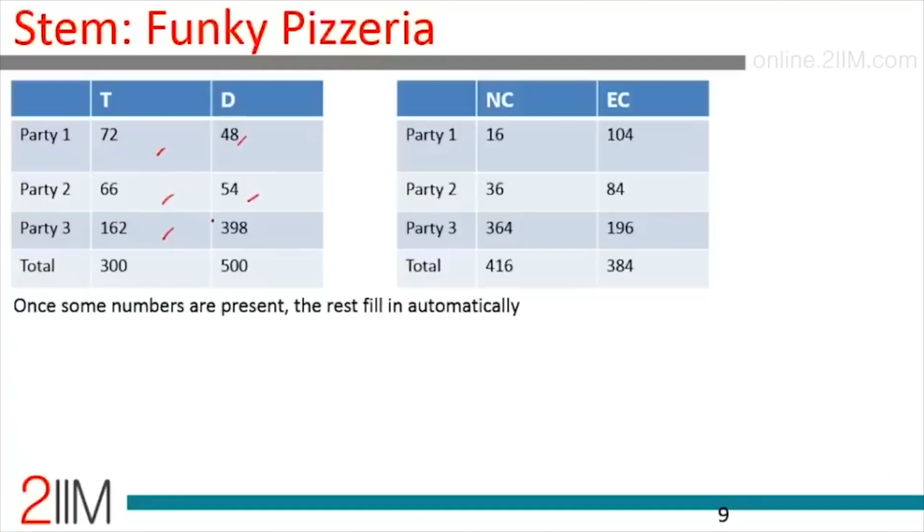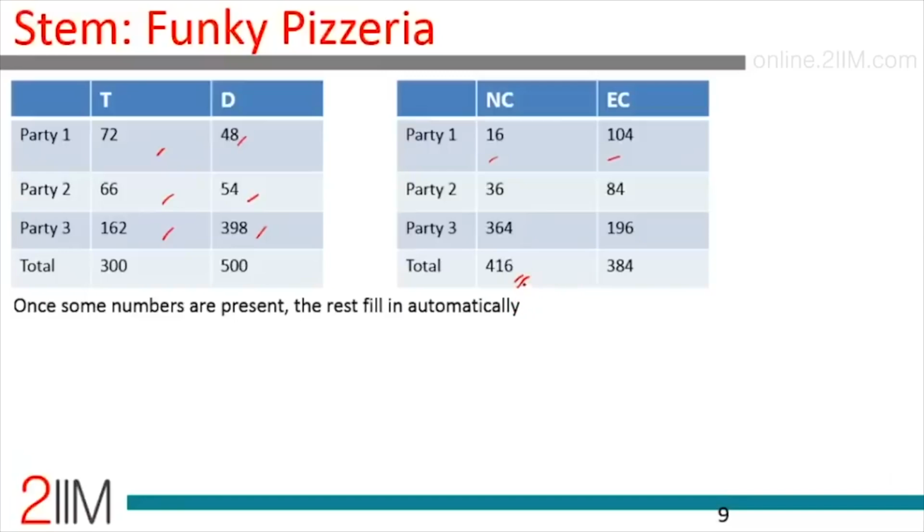We know party 1 thin crust, party 1 deep dish, party 2, party 3, and normal cheese and extra cheese for all three parties and overall numbers. So you've got the entire data set on a platter. This is a math question, just 4 math questions masquerading as a DILR set. If you know your percentages and your decimals and fractions, we're just writing this straight away.